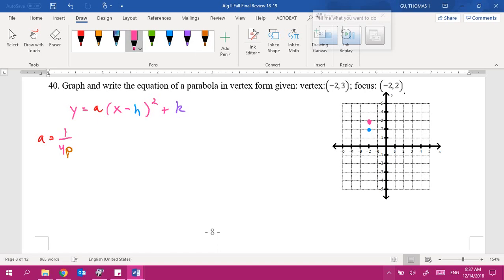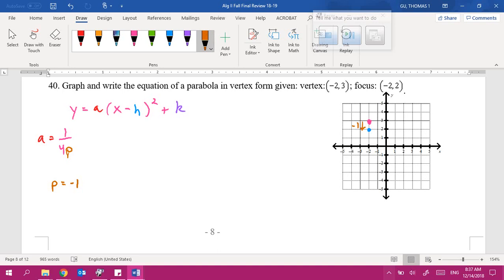Based on the vertex and the focus, we should be able to tell what p is, because p is the focal length. That means the distance from your vertex to the focus. What is the distance from the vertex, the pink point, to the focus? Did it move up or down? So it's negative 1. So p is negative 1, because from here to here, that's negative 1.